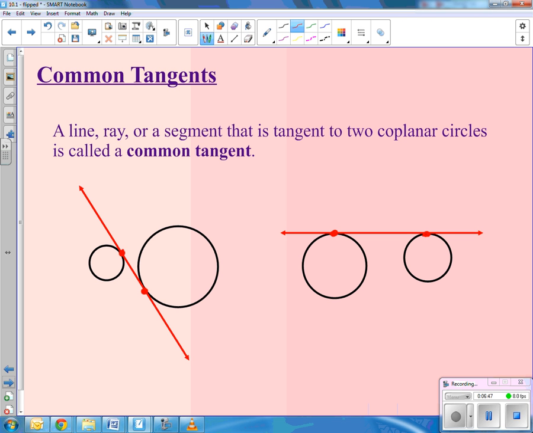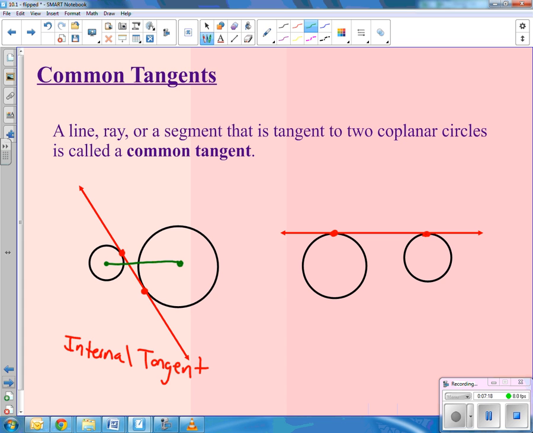Now these actually have slightly more specific names. On the left, we would call this an internal tangent. The reason we call it internal is because if I drew a line connecting the two centers of the circles together, so I create this segment, an internal tangent will intersect that segment connecting the centers.